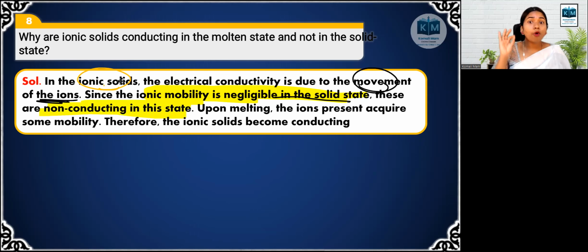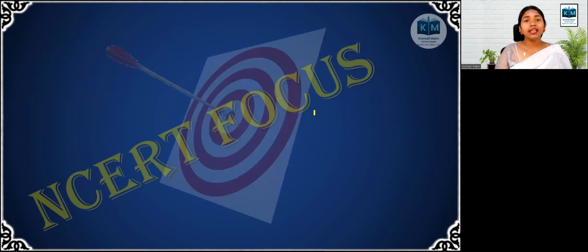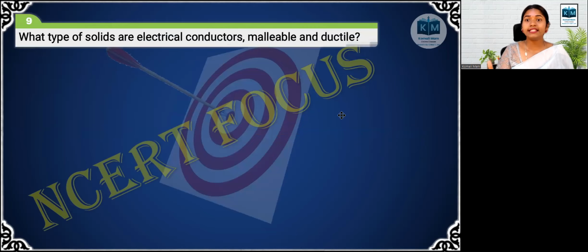But upon melting, ions will be created, and because of those ions they show conducting nature. So normally in solid states, they are not good conductors. They act as an insulator, but in a molten state, due to the presence of free ions, they show conductivity. See the next question.